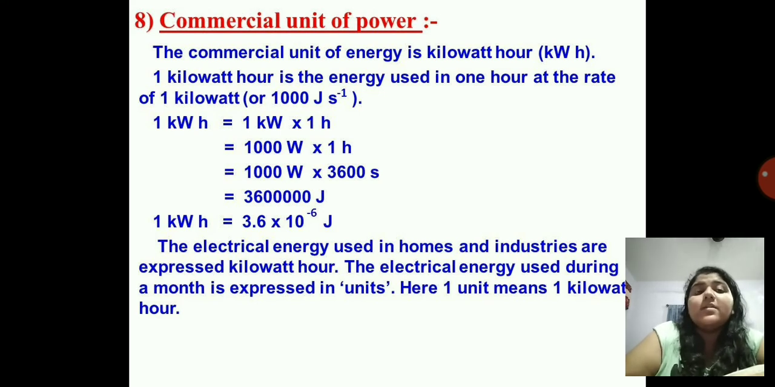The electrical energy used during a month is expressed in units. So here 1 unit means 1 kilowatt hour. You can see over there the units are given, 1 unit, 2 units, 3 units. So 1 unit means 1 kilowatt hour. If you have 3 units, then there is a consumption of 3 kilowatt hours.